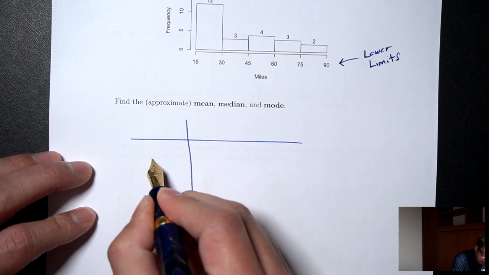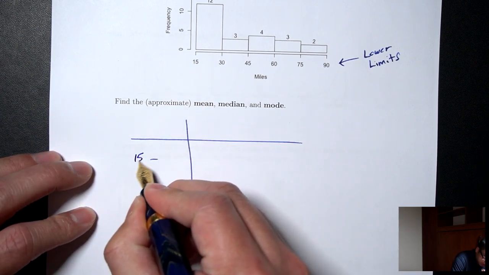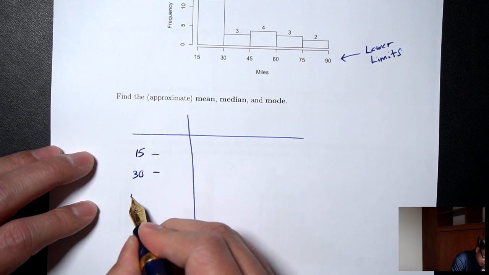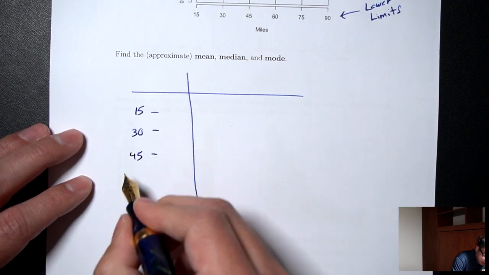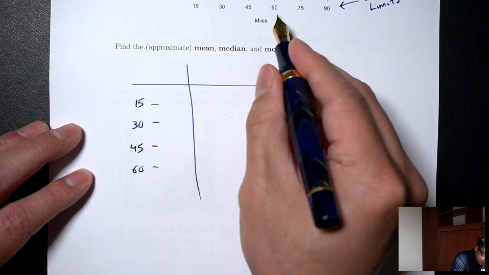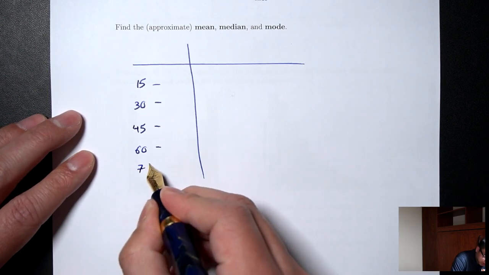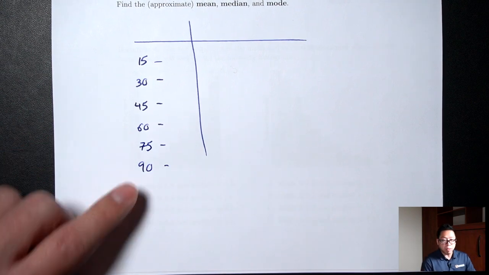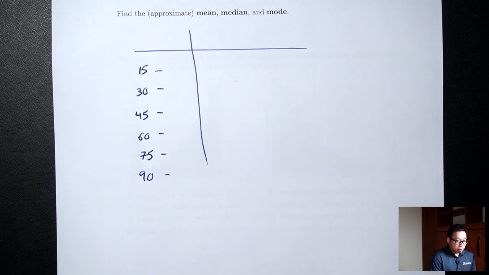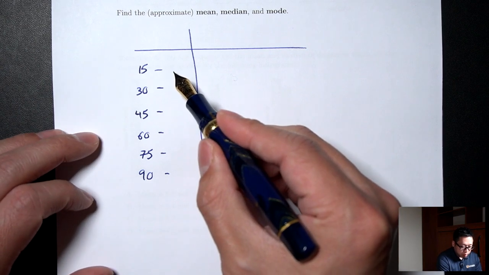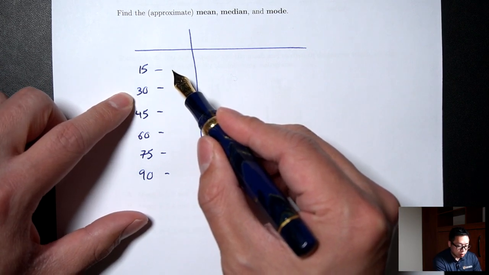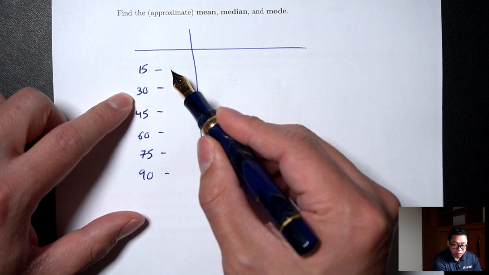So my ranges should be 15 to something, 30 to something, 45 to something, 60 to something, 75 to something, and 90 to something. And actually, I probably won't even need the 90. Now, the upper numbers, so this first upper number should be the number that's slightly below 30, which is 29.